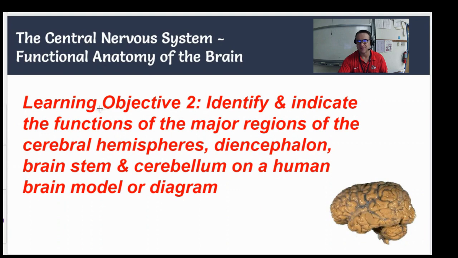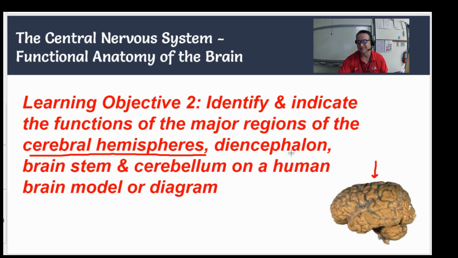Well, today we're going to learn some new stuff. Learning objective number 2: identify and indicate the functions of major regions of what's called the cerebral hemispheres. All right, so this is right here. Here's your cerebrum. It's the largest part of the brain. So this entire wrinkly area, all this, that's your cerebrum. And there's different cerebral hemispheres. So there's a right cerebral hemisphere and there's a left cerebral hemisphere.